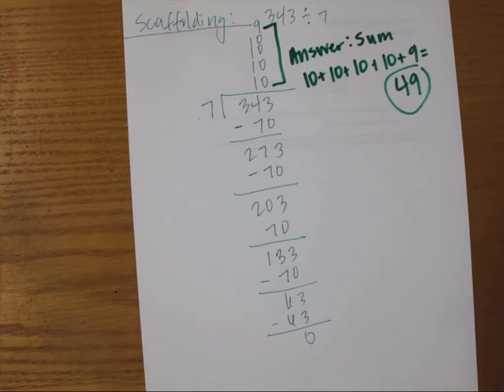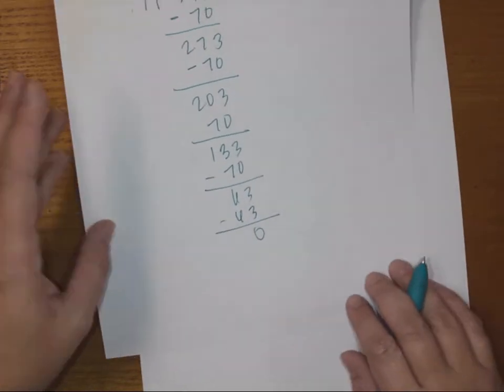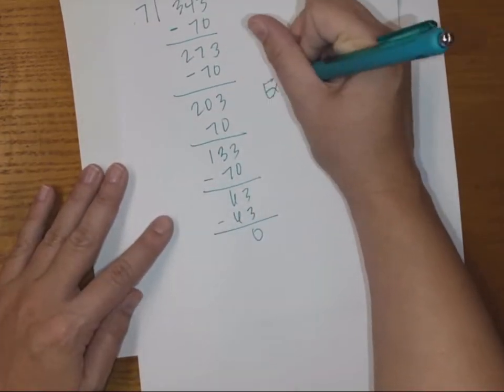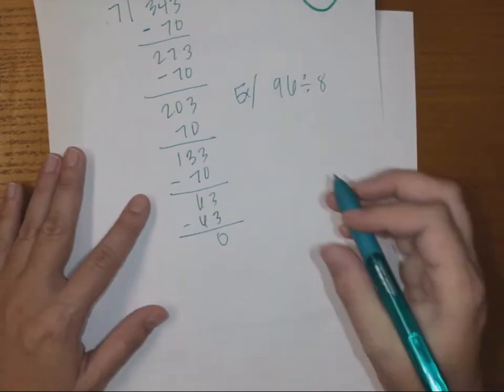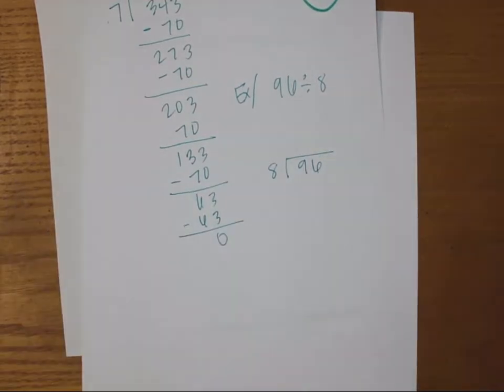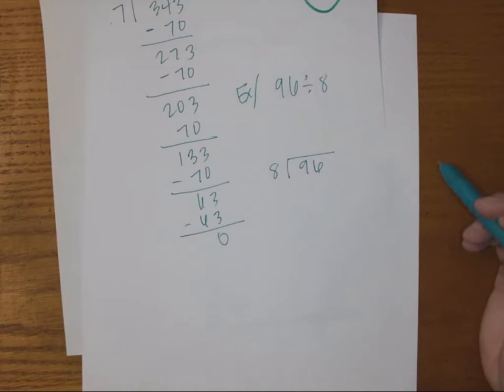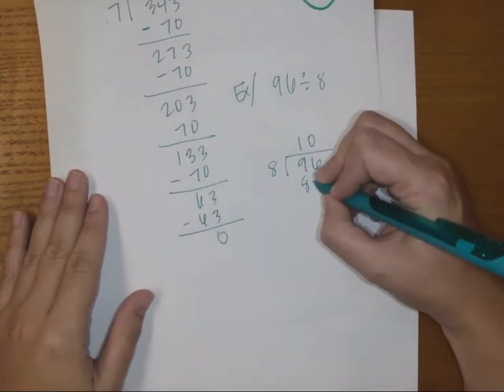Okay, so we can do another one just like that. Let's do 96 divided by 8. So here's just an extra example to practice that. If I wanted to do 96 divided by 8. So 8 goes into 96. So again, I know 8 goes into 96 at least 10 times. Like that's an easy number to do in my head. And 8 times 10 is 80.